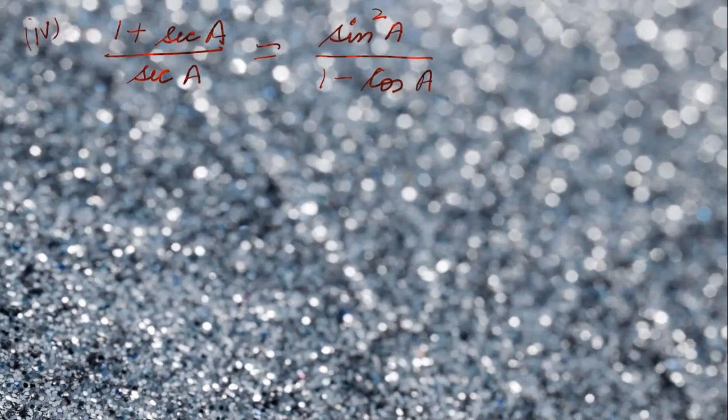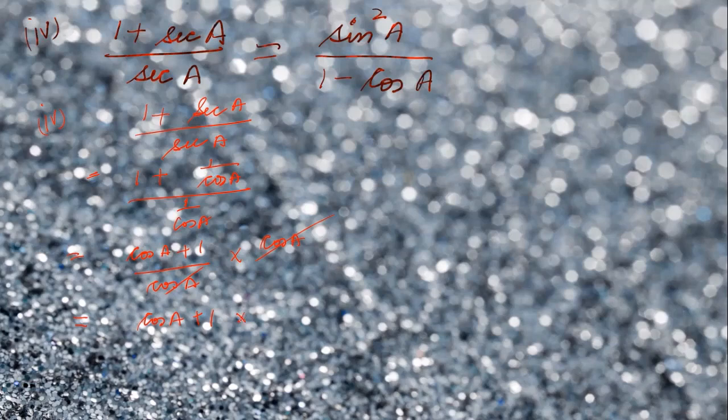Now the fourth part is 1 plus sec A upon sec A. Okay, so 1 plus 1 upon cos A upon 1 upon cos A. So take the LCM: cos A plus 1 upon cos A, then divided by 1 upon cos A, so it will be cos A. Okay, so cancel this, you are having cos A plus 1. Now in the denominator you are getting 1 minus cos A.